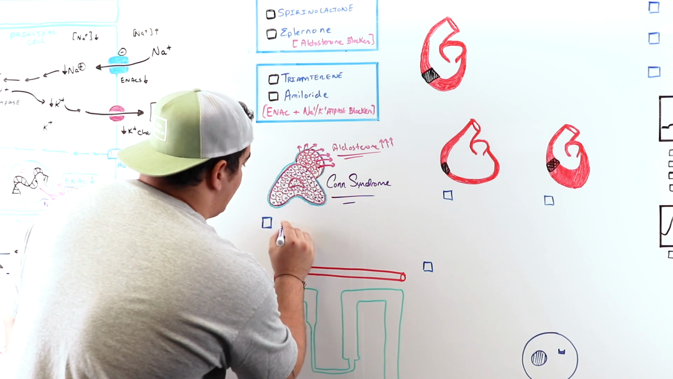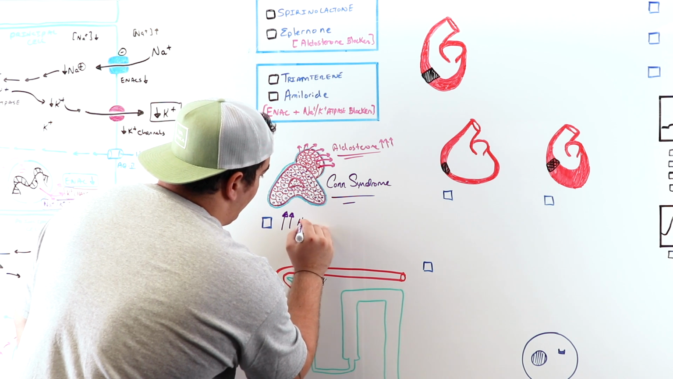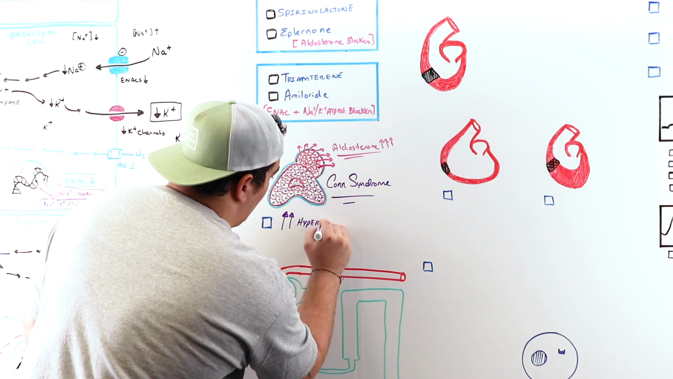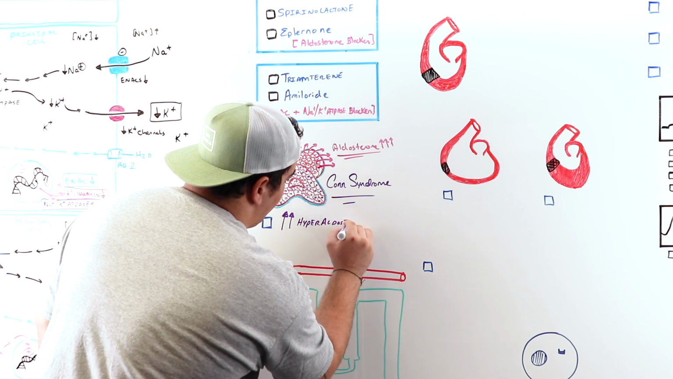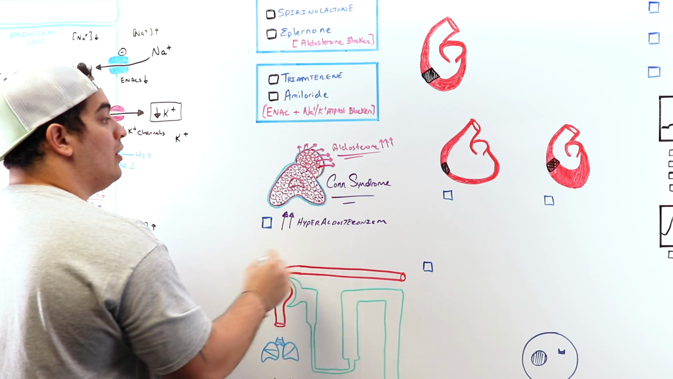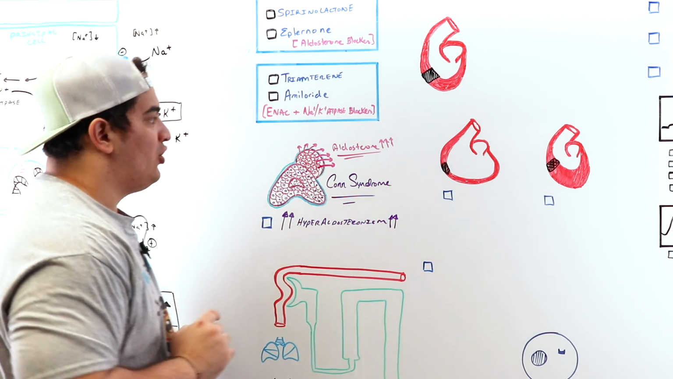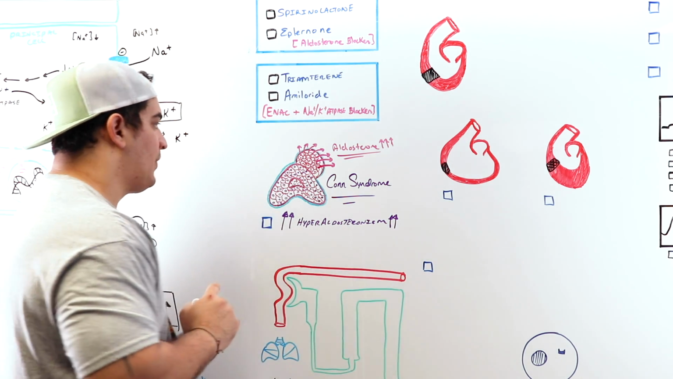So with that being said, in situations where someone has, what do we call this? Hyperaldosteronism, maybe secondary to Conn syndrome, this might be a beneficial time to utilize aldosterone blockers.